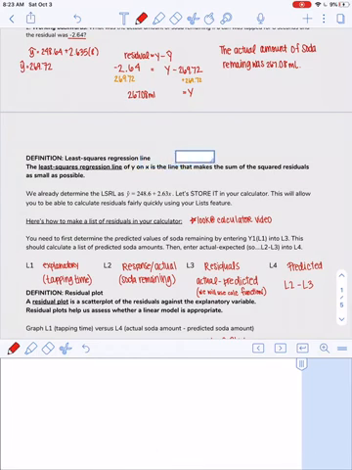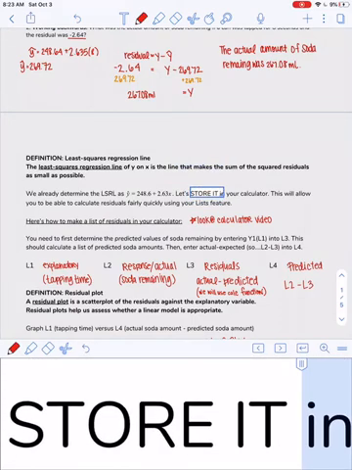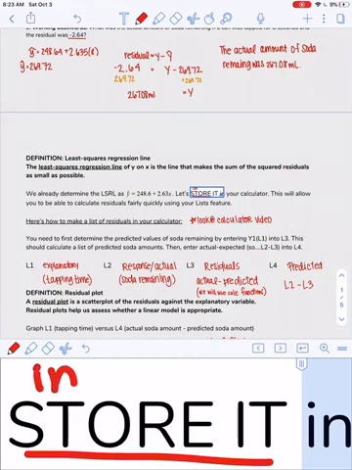Okay, so next we're going to be talking about the regression line. The least squares regression line of y on x is the line that makes the sum of the squared residuals as small as possible. We already know that our least squares regression line is 248.6 plus 2.63x. In regards to storing it, we'll do this together in class, on Monday or Tuesday.